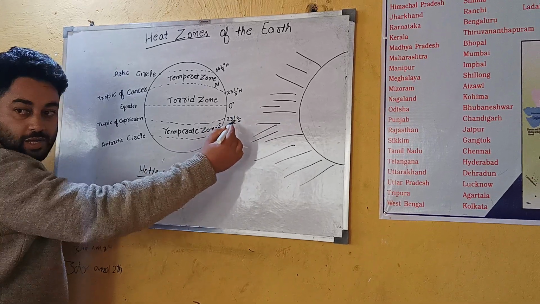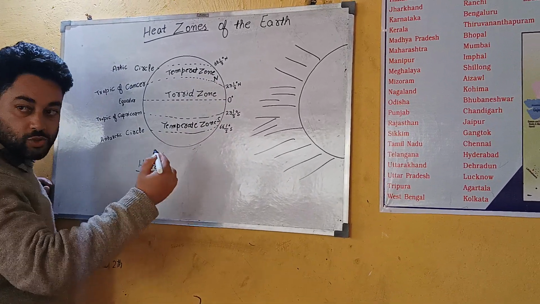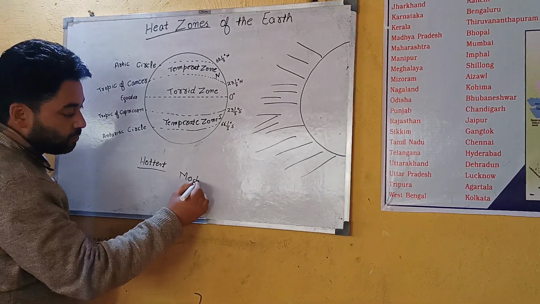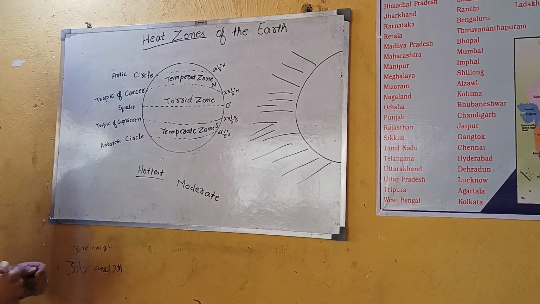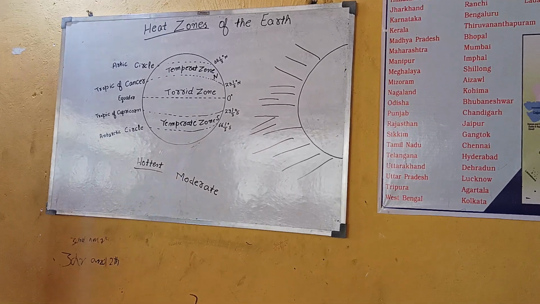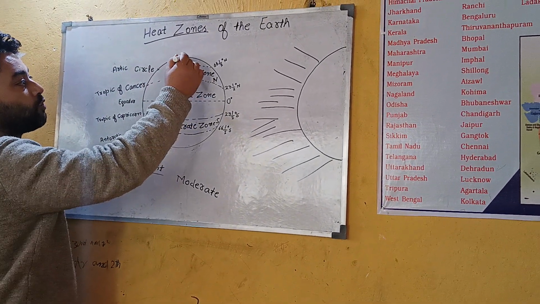Directly on the temperate zones. But the temperature of the temperate zone is moderate. The temperature of the torrid zone is the hottest. And one more zone lies beyond the Arctic Circle to the North Pole.